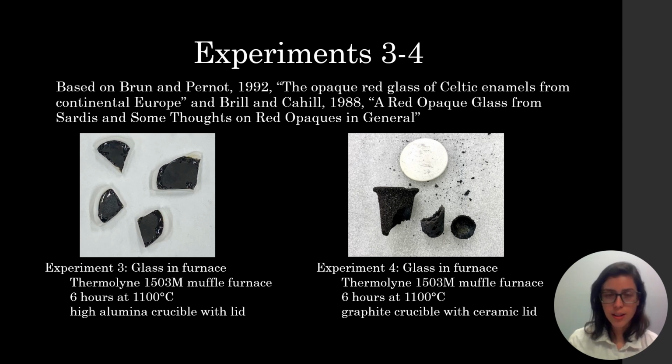This time, the glass did not have as many air bubbles as we saw in experiment number 2, so that was a step forward. Experiment 4 did not create a glassy product. There were no signs of vitrification, and the final product was black in color.